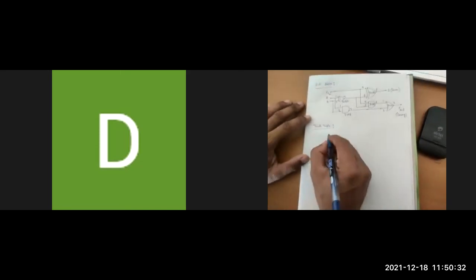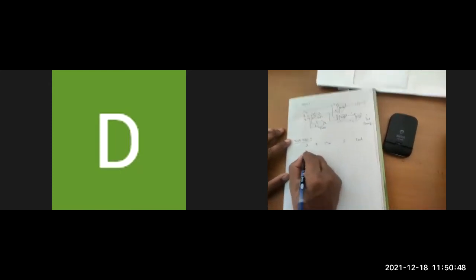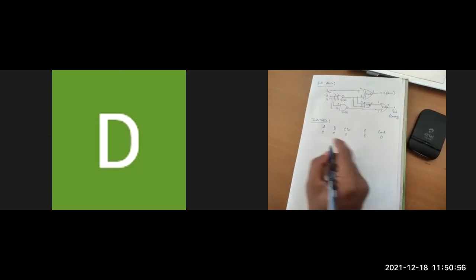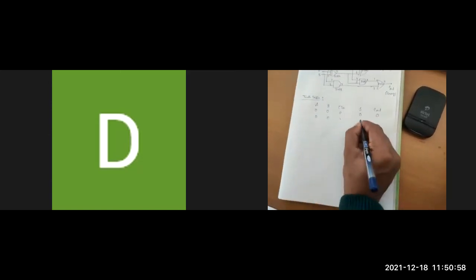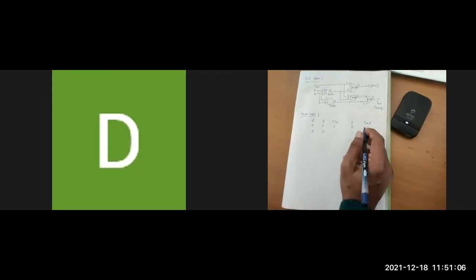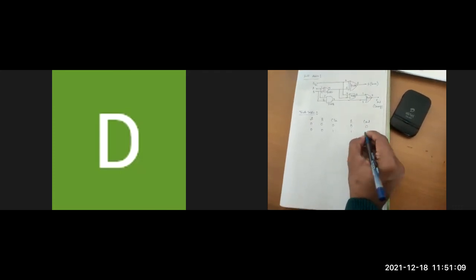So the truth table is A, B, C in, sum is for sum, and C out is for carry. So first one is 0 0 0. For the case here it is 0 0. Second one is 0 0 1. So it is, sum 1 and carry is 0.